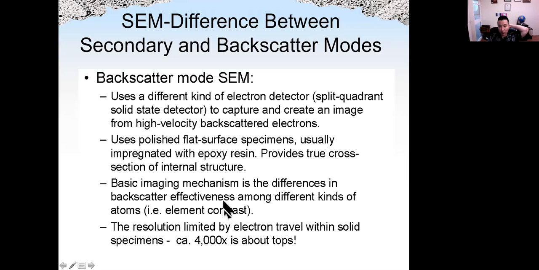So for backscatter mode, it's based on the difference in backscatter effectiveness. That is, for different types of atoms, the so-called backscatter effectiveness is different. Okay, so basically we can see contrast for different elements with different atoms. The resolution is not as high as the first mode. Okay, so up to 4,000 times magnification.